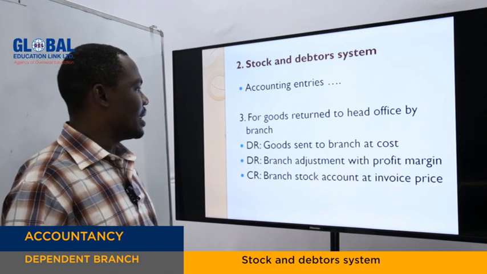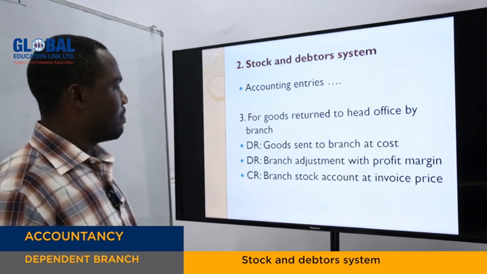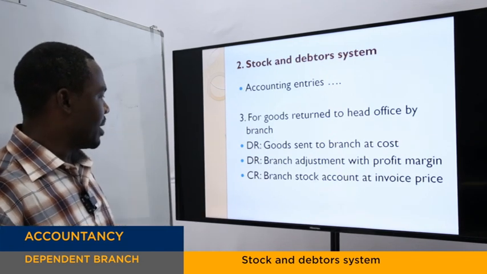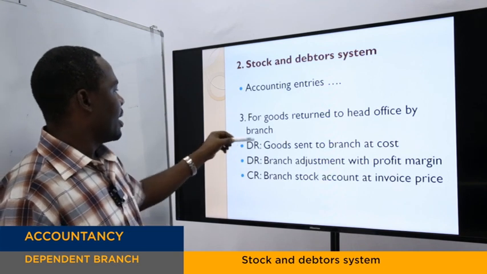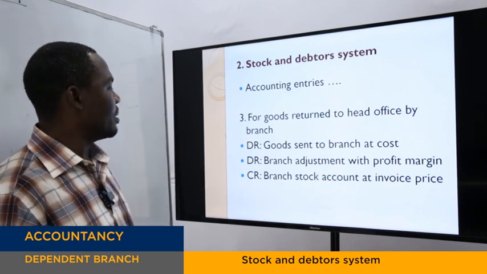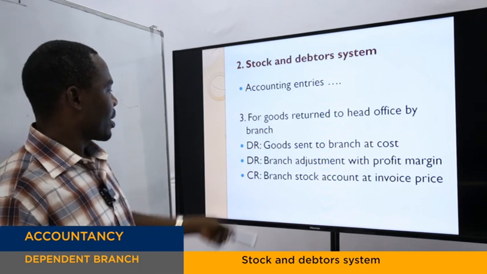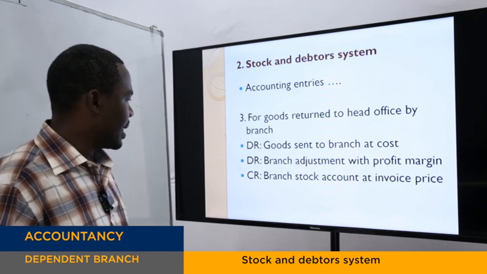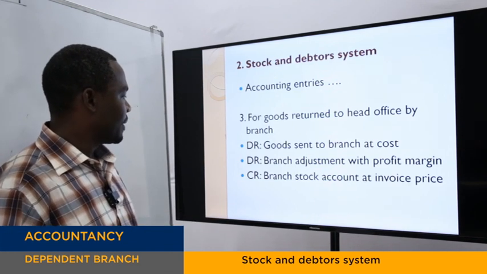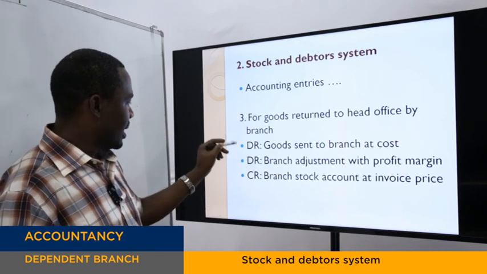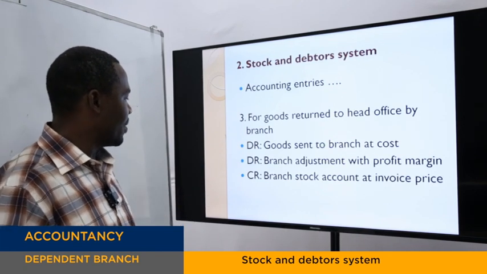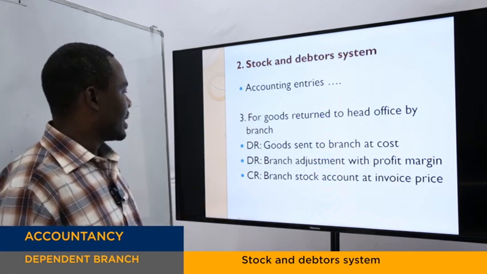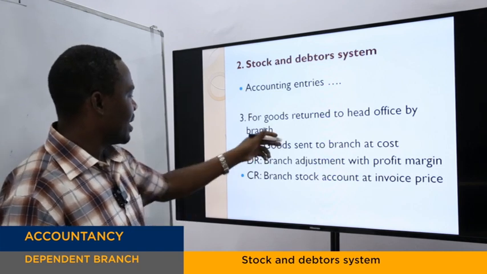So for goods returned to head office by branch, when the branch returns goods to the head office, it is the same as the previous method. But here, when goods are returned by the branch to the head office, because the goods sent will be recorded at selling price, and the branch stock account will be recorded at invoice price, any return to the head office will have adjustments.